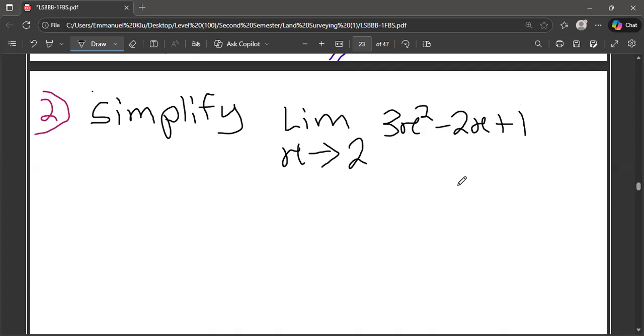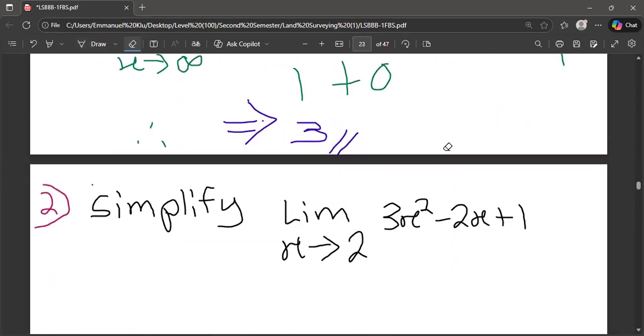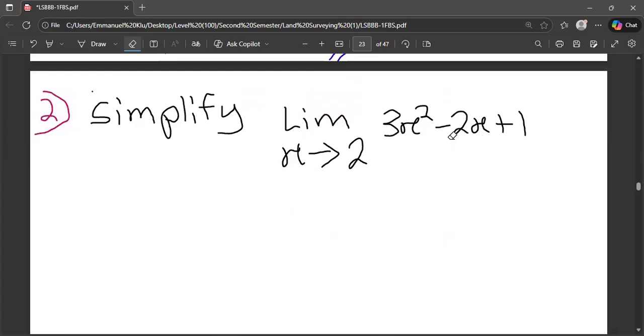All right. So this question is saying that we should simplify the limit as x approaches 2 of 3x squared minus 2x plus 1. And this is a quadratic equation. So when you meet such a question, how do you go about it? In the first example we saw, the limit was approaching infinity. But in this case, the limit is approaching what? 2. Okay. So how do we solve this?